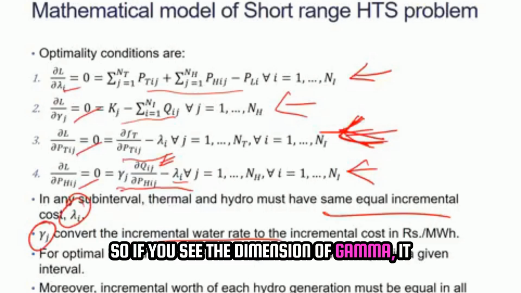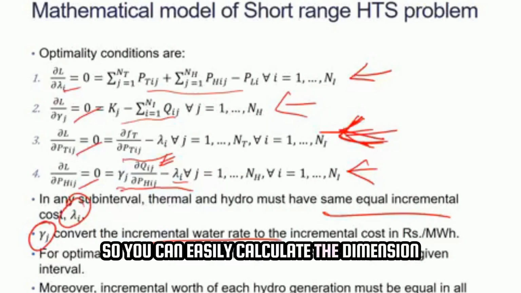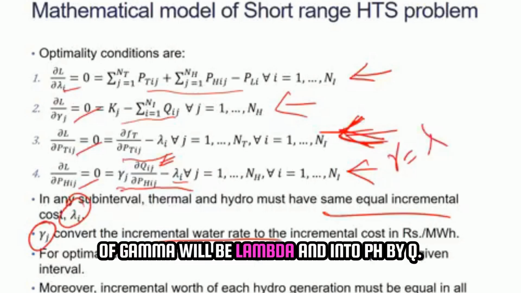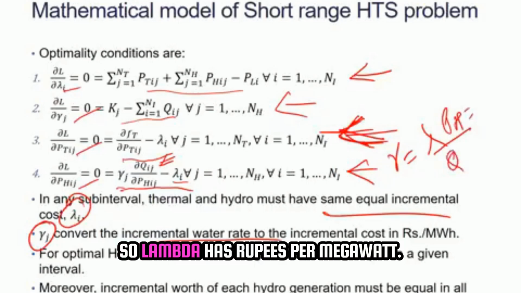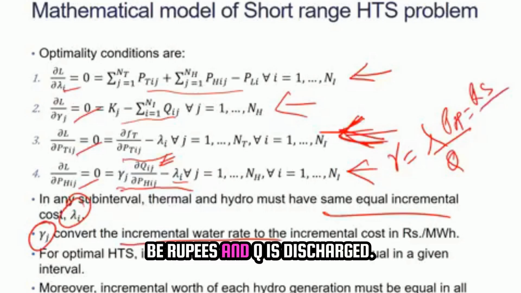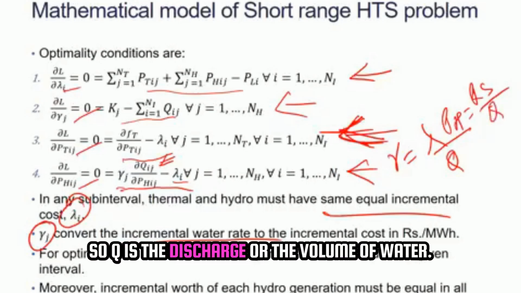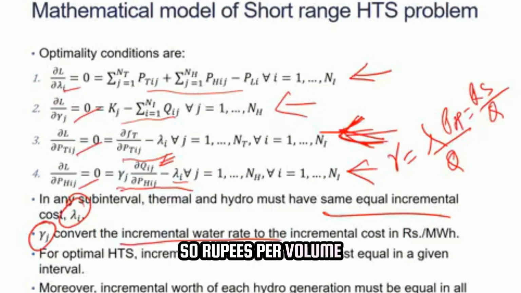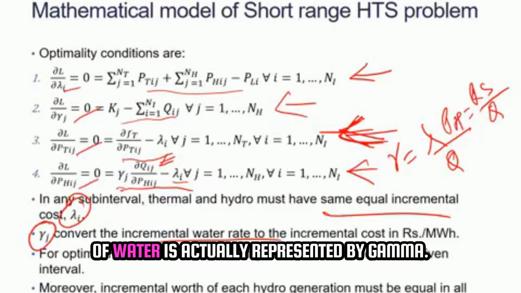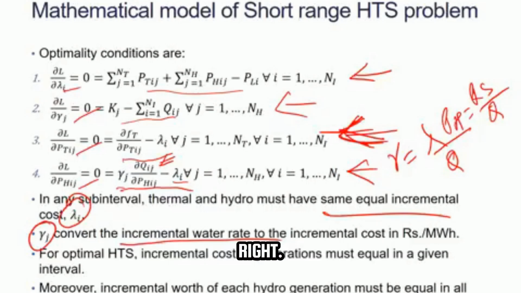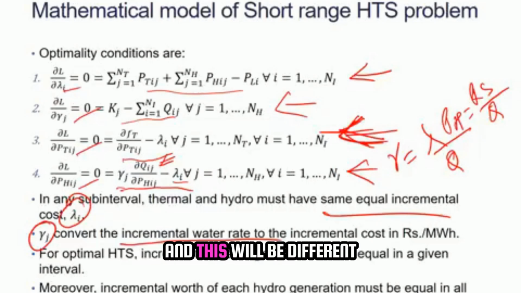If you see the dimension of gamma, it will be rupees per discharge. You can easily calculate that the dimension of gamma will be lambda into pH by Q. Lambda has rupees per megawatt, so if you multiply it by pH it will be rupees, and Q is the discharge or the volume of water. So rupees per volume of water is actually represented by gamma, right? And this will be the price of the water, and this will be different for all the hydro generators, right?